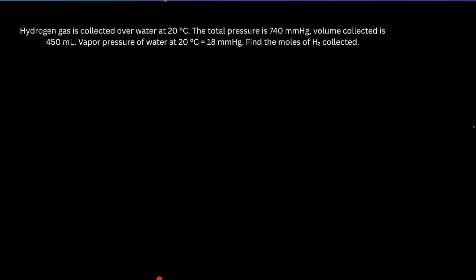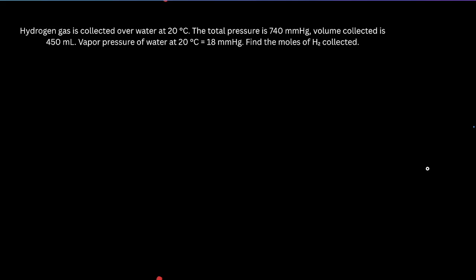All right, now let's look at another problem. So we're given that hydrogen gas is collected over water at 20 degrees Celsius. The total pressure is 740 millimeters of mercury. And this volume is collected in 450 milliliters. And the vapor pressure of water at 20 degrees Celsius is 18 millimeters of mercury. Find the moles of hydrogen gas collected.